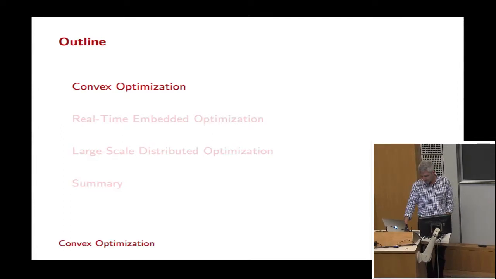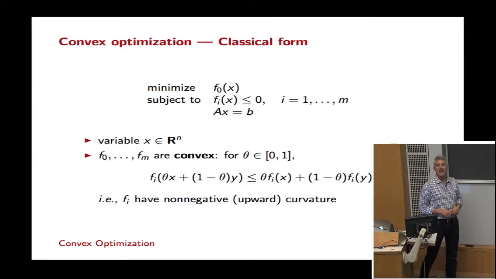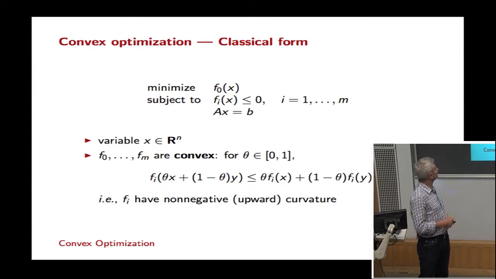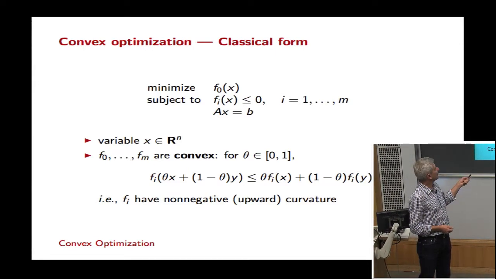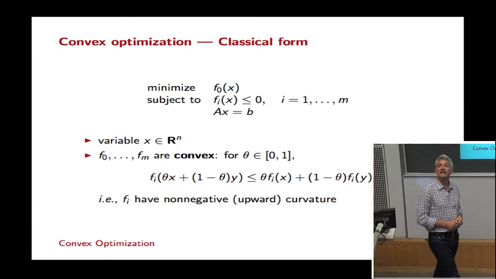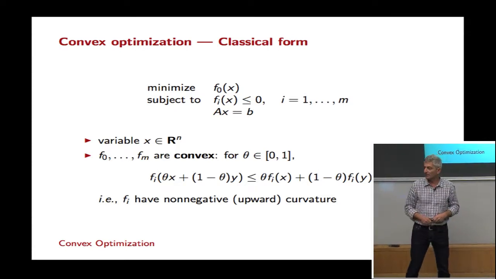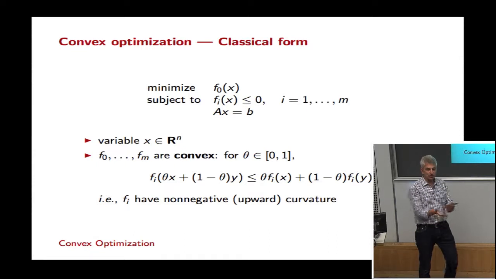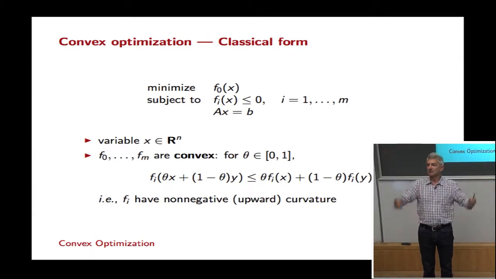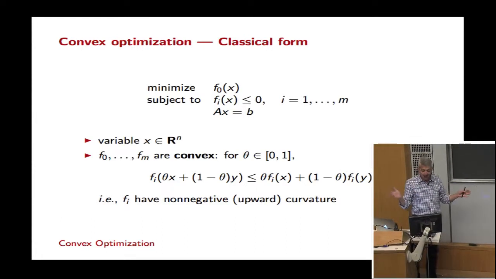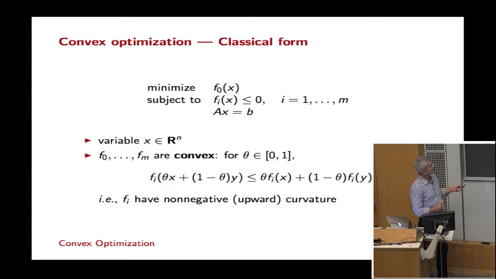OK, so convex optimization. Here's the classical form. This is what a convex optimization problem is. You have a variable, x, that you need to choose, and an objective, f0 of x, which you're supposed to minimize, subject to a bunch of inequality constraints and equality constraints. The equality constraints have to be linear for this problem to be convex. That's required. The inequality constraints and the objective have to have non-negative curvature. Basically, the graph has to curve up. It can have no curvature, in which case these are linear affine functions, but they can't have negative curvature. So that's a convex optimization problem.